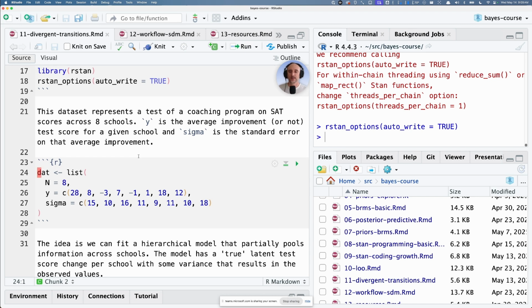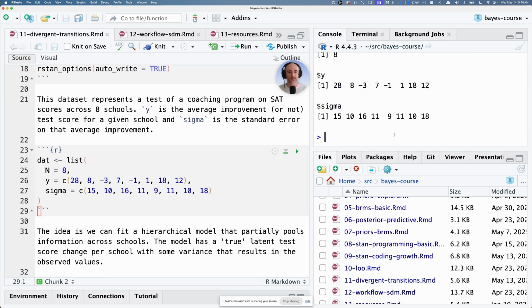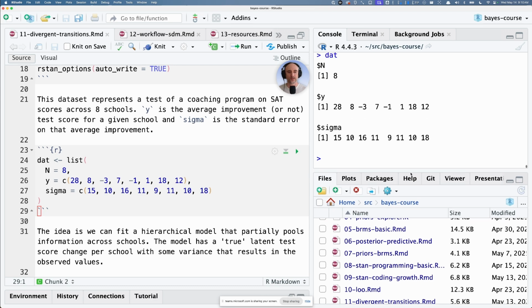The response, y, is the average improvement or not of a test score for a given school, and sigma is the standard error on that average improvement. So the data that we're modeling is quite simple. We just have the number of data points, 8. We have the average improvement, and in the cases of a negative, they actually got worse. And then the standard error on that average. The idea is to ask overall, did this coaching program improve SAT scores?